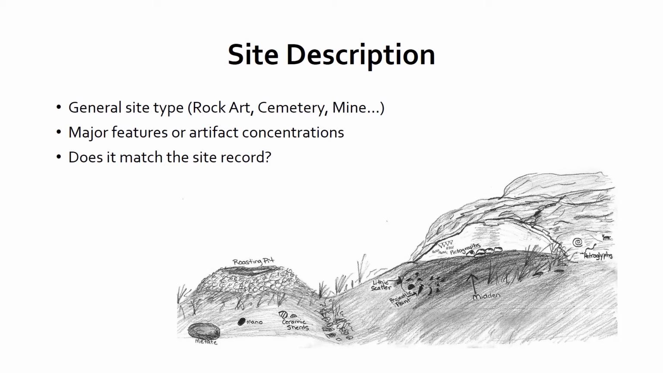Next, what we're going to do is describe the site when we get there. So the general site type, the major features or artifact concentrations, and ask ourselves, once we've gotten out there, does it match what we had in the record?